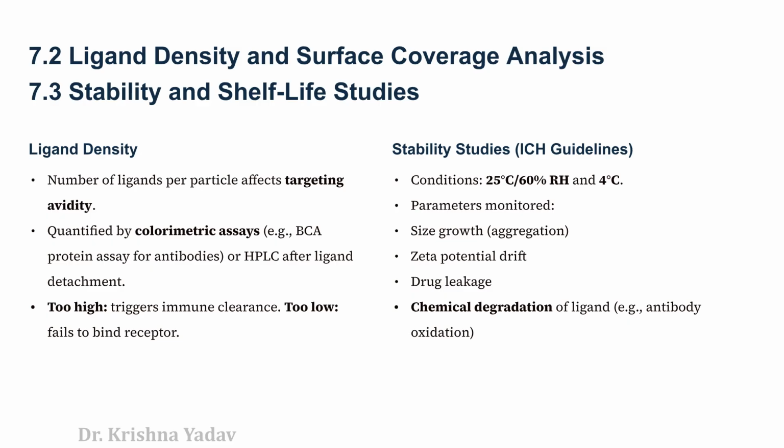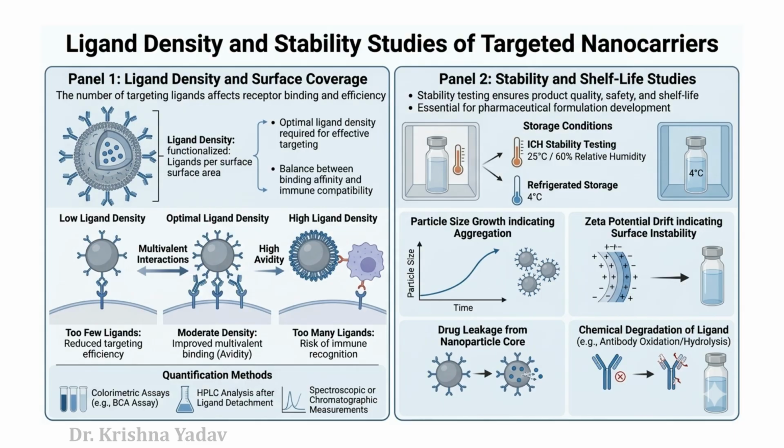Ligand density is crucial for targeting avidity. Too high density risks immune clearance, while too low compromises binding. Stability studies follow ICH guidelines, monitoring aggregation, zeta potential drift, drug leakage, and chemical degradation. This visualization illustrates how ligand density affects avidity and the balance required for optimal targeting. It also details stability and shelf life studies, showing monitoring parameters like aggregation and chemical degradation.